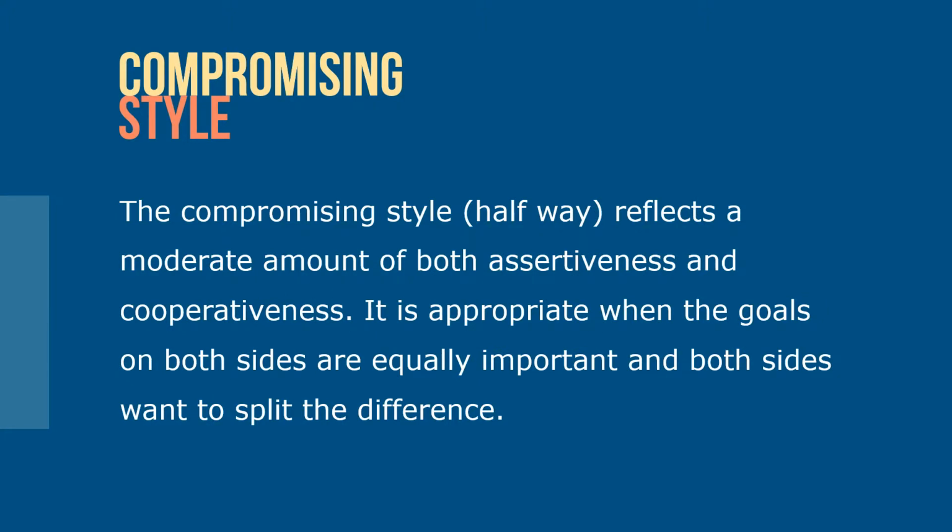The compromising style, halfway, reflects a moderate amount of both assertiveness and cooperativeness. It is appropriate when the goals of both sides are equally important, when opponents have equal power and both sides want to split the difference, or when people need to arrive at a temporary or expedient solution under time pressures.